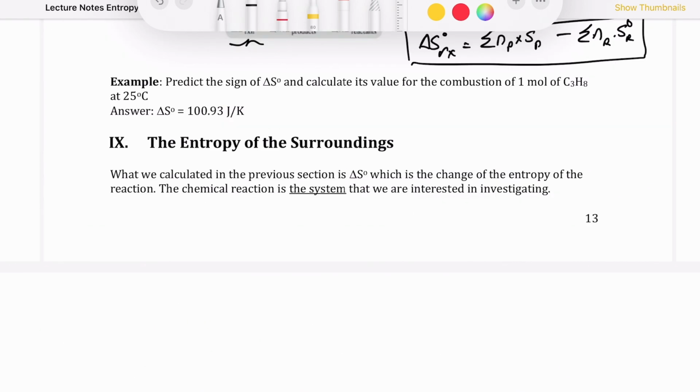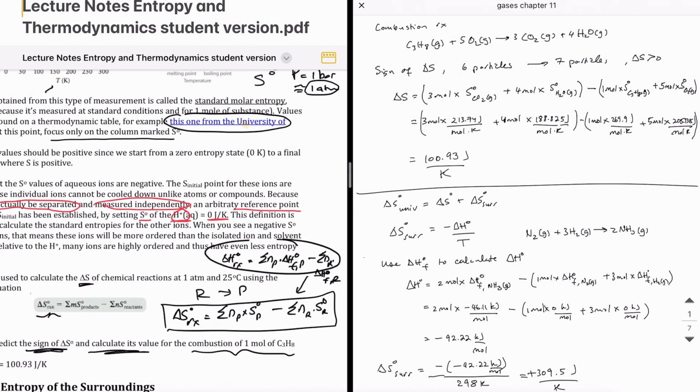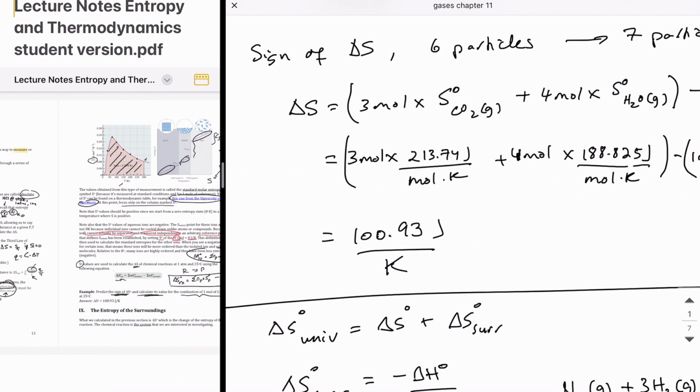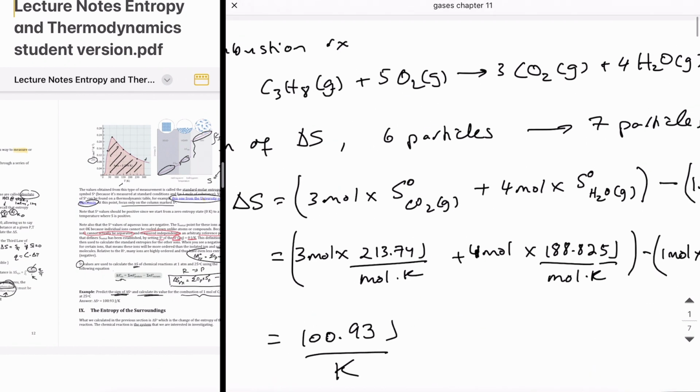We're given, in this case, the combustion of a mole of C3H8, and we're being asked to predict the sign of delta S and calculate the value of delta S for the actual combustion of C3H8. So let's take a look at how we solve that problem. First, we're going to start with actually writing out the combustion reaction itself. So we were told C3H8.